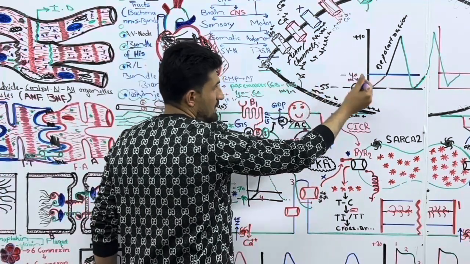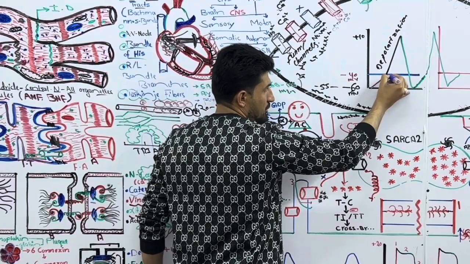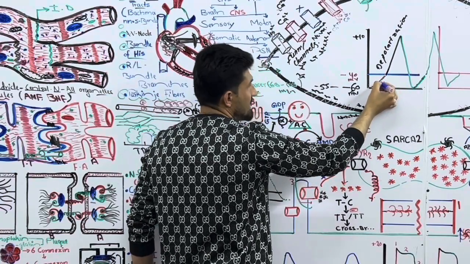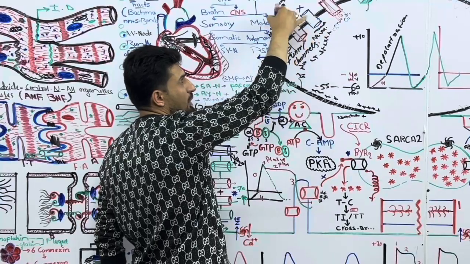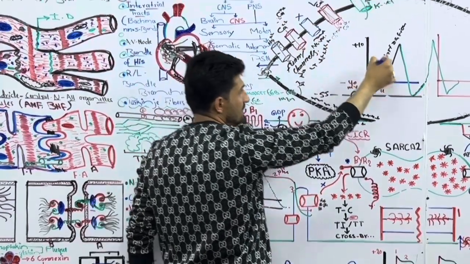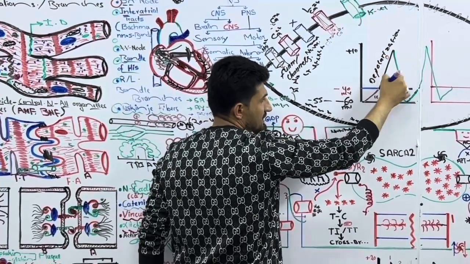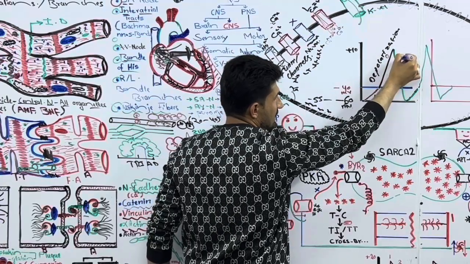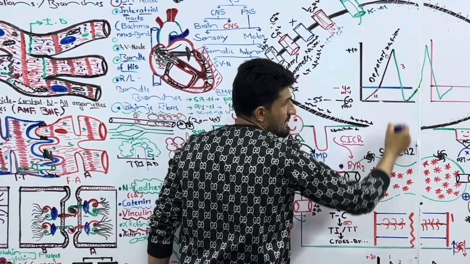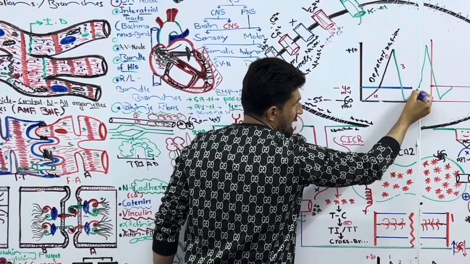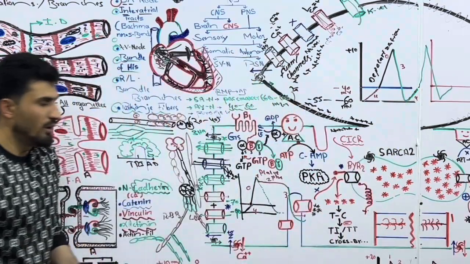Here in the SA node, this is phase 4, but we don't have a true resting state here because of the influx or leaking of calcium and sodium ion channels. The depolarization state is phase 0. In these stages, we don't have phase 1 or phase 2, so this stage is phase 3, and again this stage is phase 4. Got it?